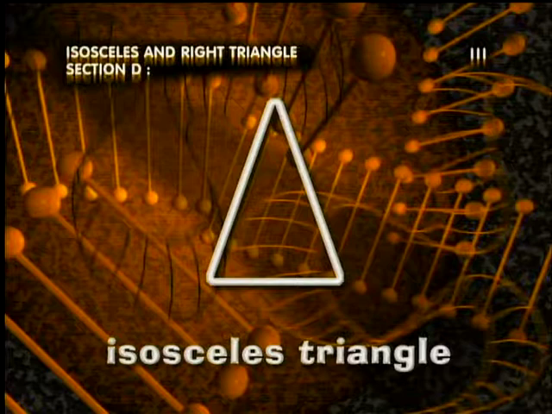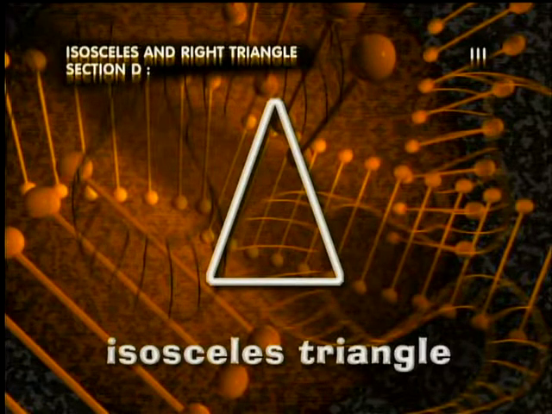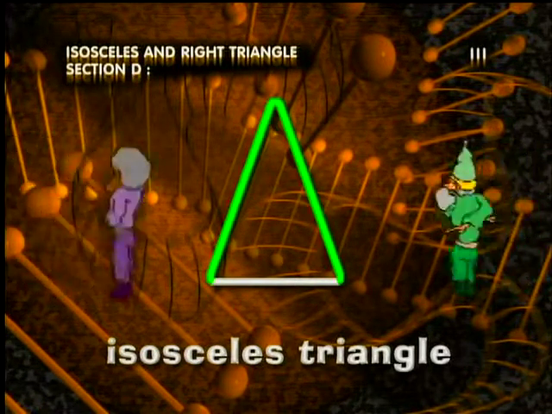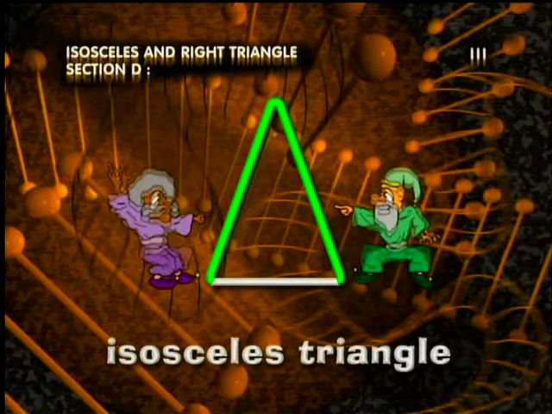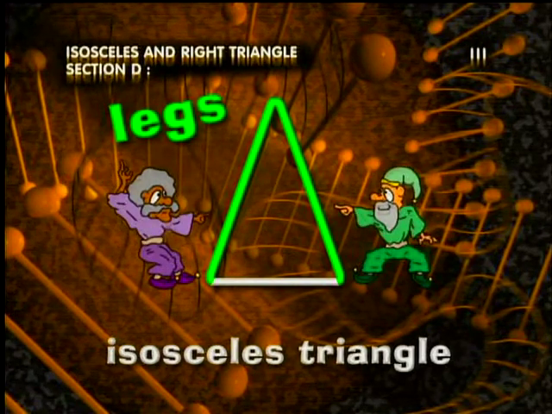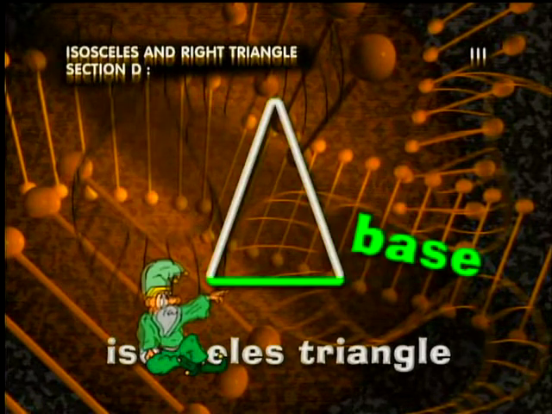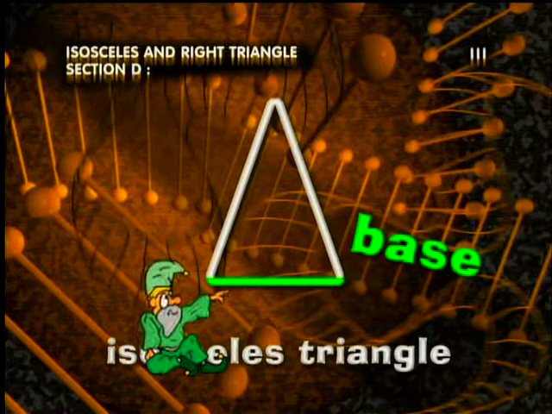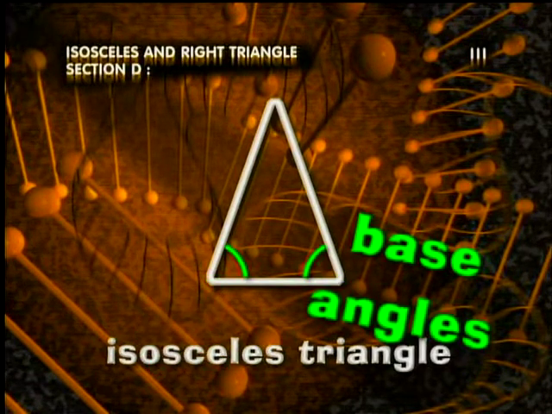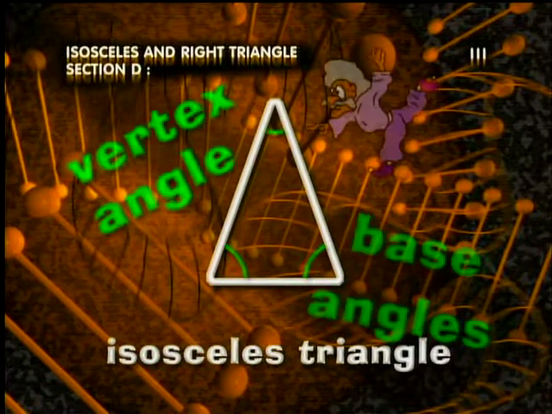Remember isosceles triangle basics? An isosceles triangle is a triangle with 2 congruent sides. These 2 sides are called the legs. The third side is called the base. The angles formed by the base and legs are called the base angles, and the third angle is called the vertex angle. Let's do a proof.